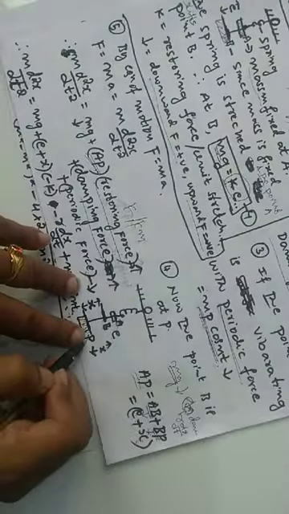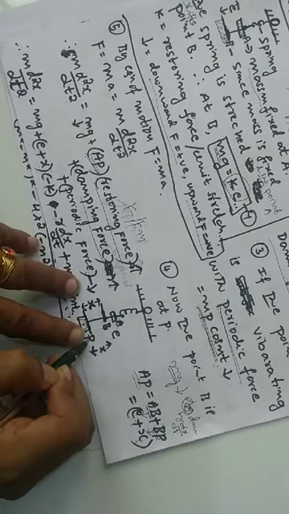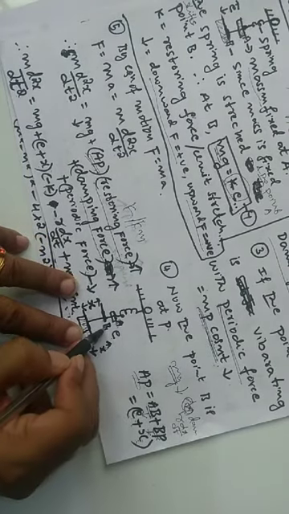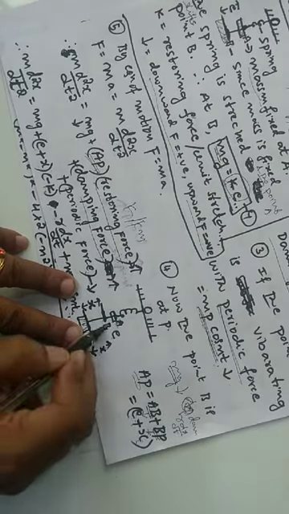Now what is the distance AP? AP is equal to AB plus BP. What is AB? AB is equal to e, which I have given. What is BP? BP is equal to x.